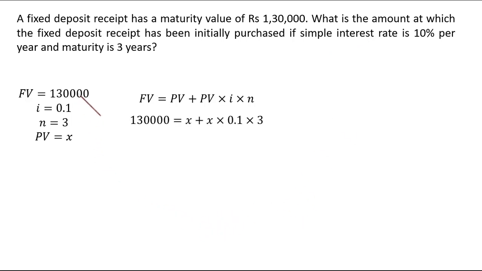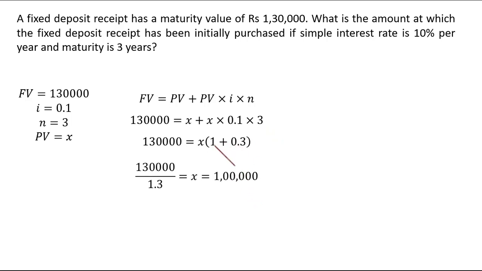Now we are going to substitute. So we are writing 1,30,000 underneath FV. We are writing X underneath PV. We are writing 0.1 and 3. We can take X common. So we'll get 1 plus, and 0.1 into 3 is 0.3. 1 plus 0.3 is 1.3, which is dividing over here to get 1,30,000 divided by 1.3 is equal to X, which gives us the value of 1 lakh rupees, which means 1 lakh as of today will be 1,30,000 after 3 years.